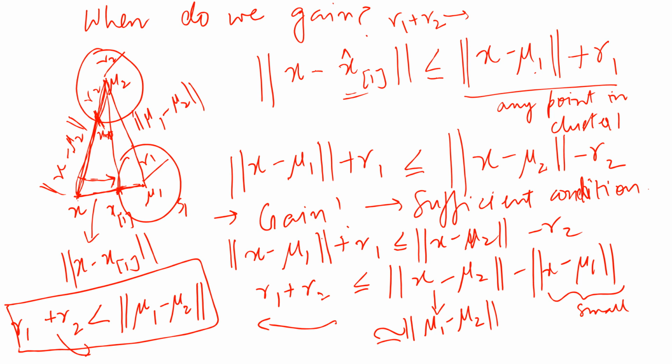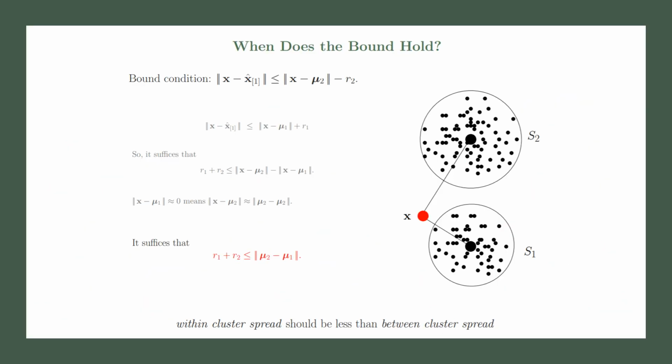R1 plus R2 is my intercluster, and mu1 minus mu2 is between cluster spread, right? Or it's also known as intra. Let me just write this much. Intra-cluster spread. All right. So the overall intuition coming here. We already talked about all of this. This is the bound condition, and then this is the sufficient condition, and most likely it suffices to say that the within cluster spread should be less than the between cluster spread, right?